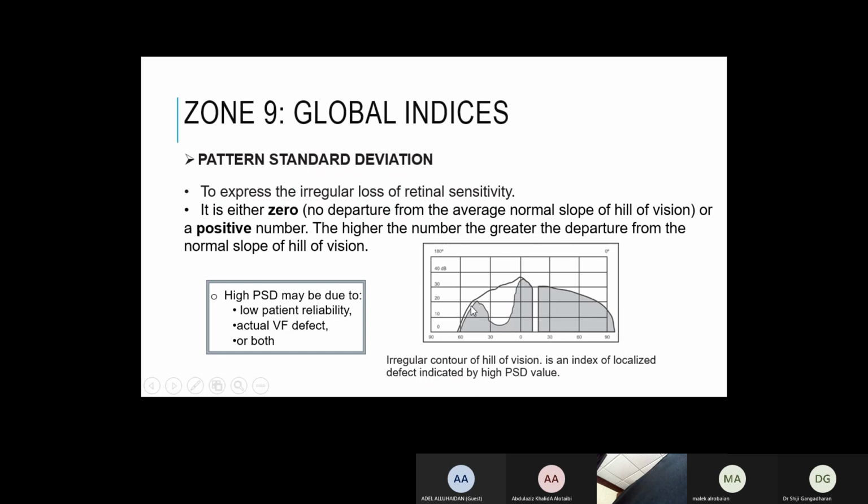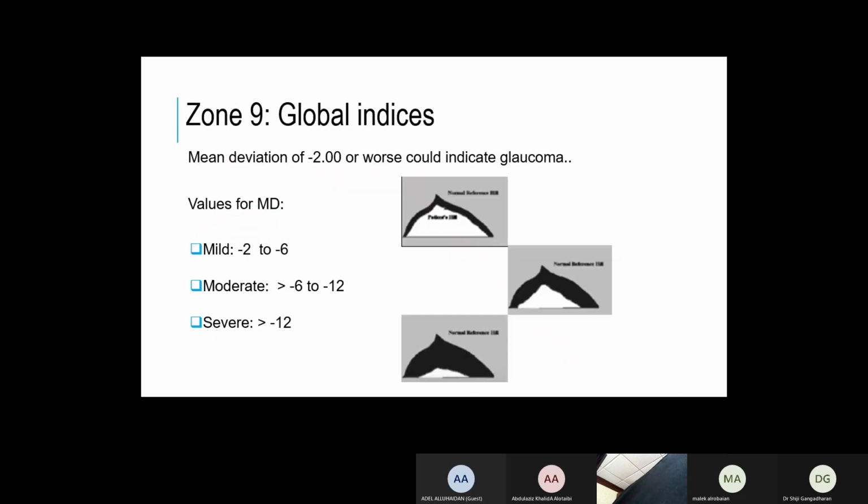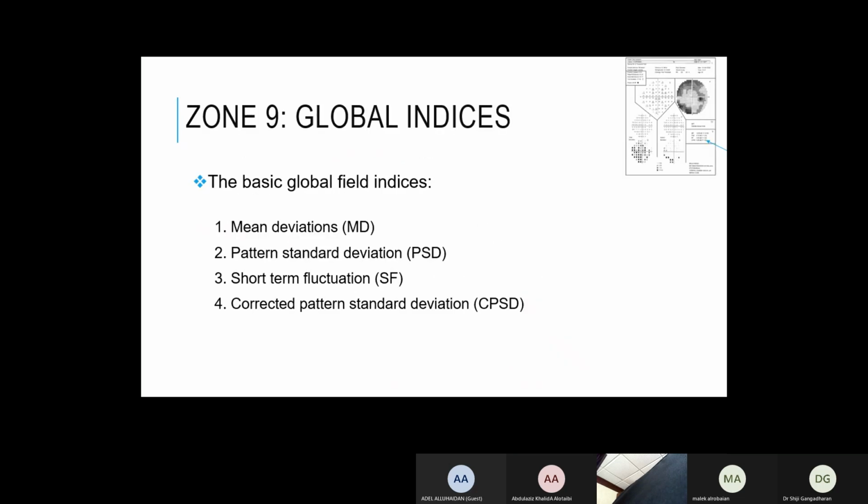As you can see here in the shape, we have this deep scotoma here, and the contour, the shape of the visual field is changed, so the pattern standard deviation will be positive. A high pattern standard deviation may be due to low patient reliability or an actual visual field defect, or both. Okay, is it clear? So the mean deviation is the same as the total deviation here, and the pattern standard deviation is similar to the pattern deviation here.